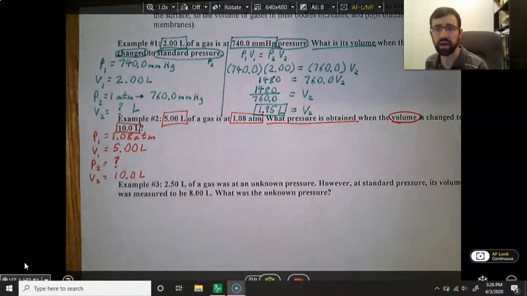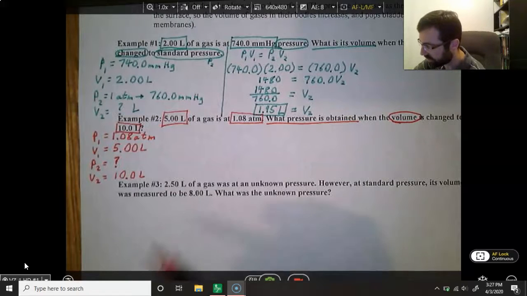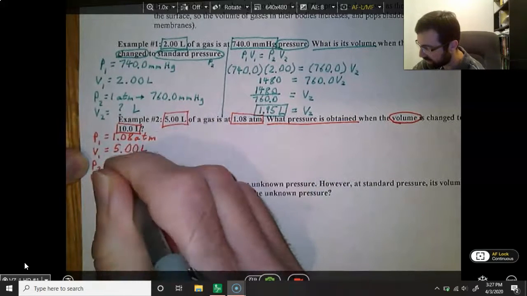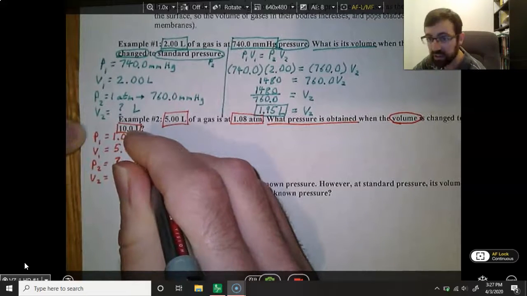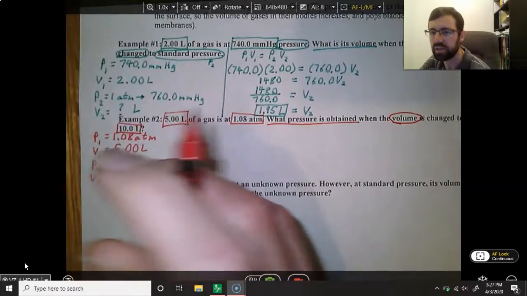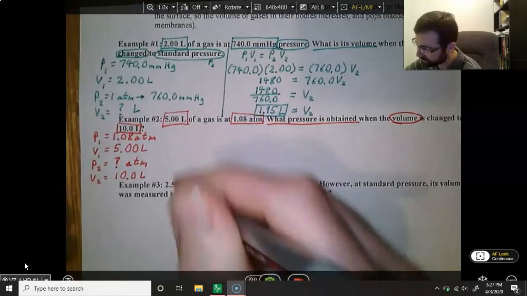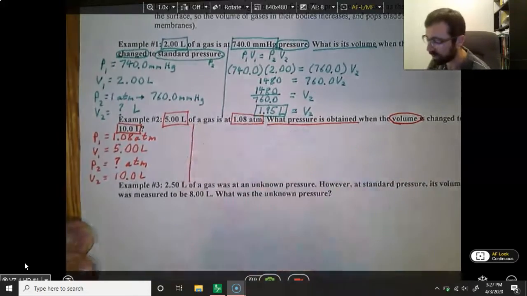Okay. It might be a good idea. I didn't do this on the last problem, but it might be helpful right at this point to look at your pressure units and go ahead and write this down. This is atm. It's going to be atm because that's what's given in the original problem. So I know my answer is going to come out in atmospheres.